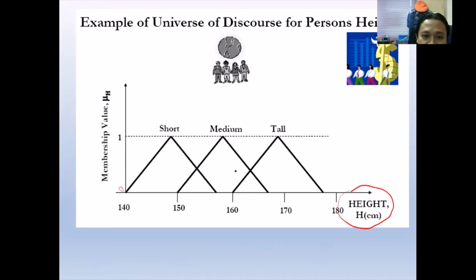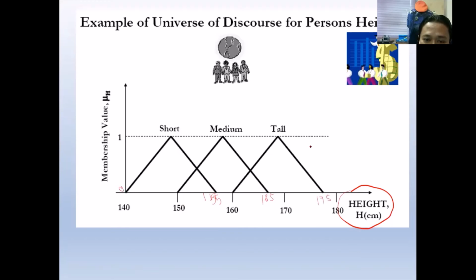Then we can set the range. For example, I set from 140 to 155 as the range for short. Then I set medium from 150 to 155, for example, as the range for medium. And for tall, from 160 to 175, for example.